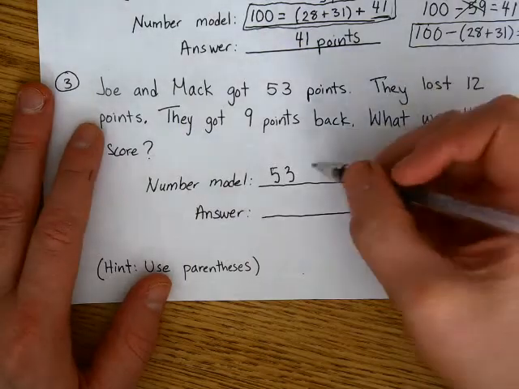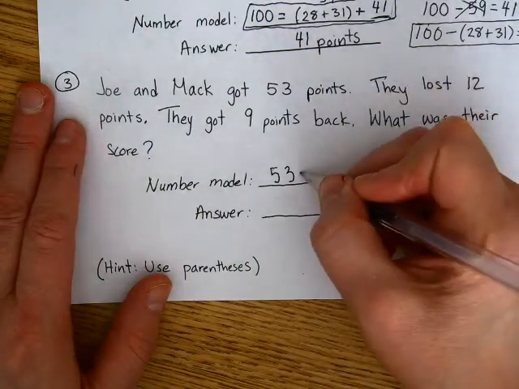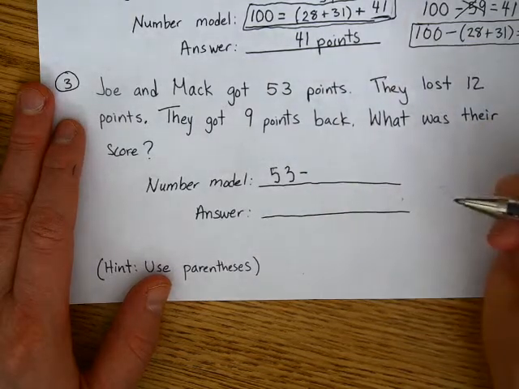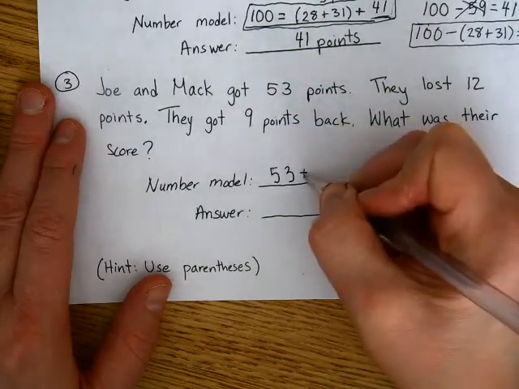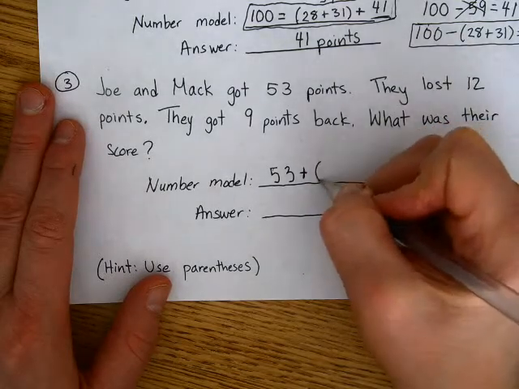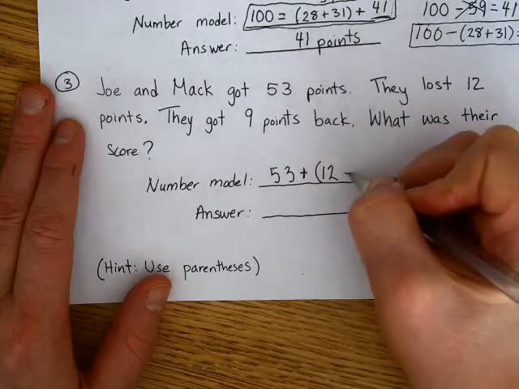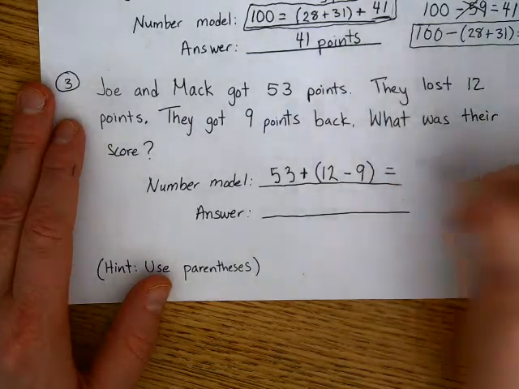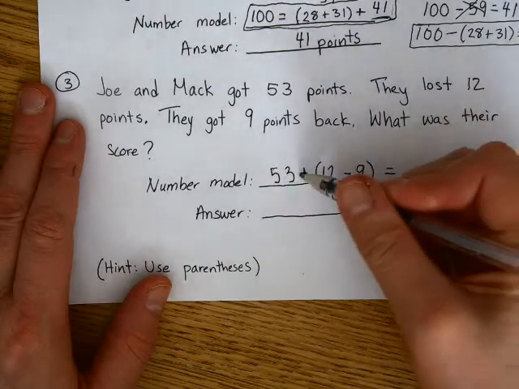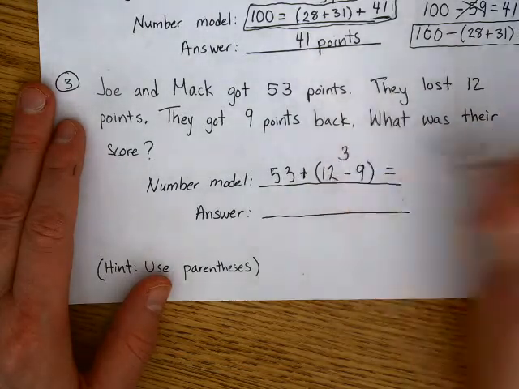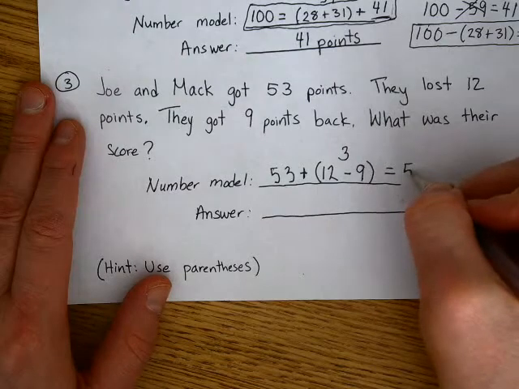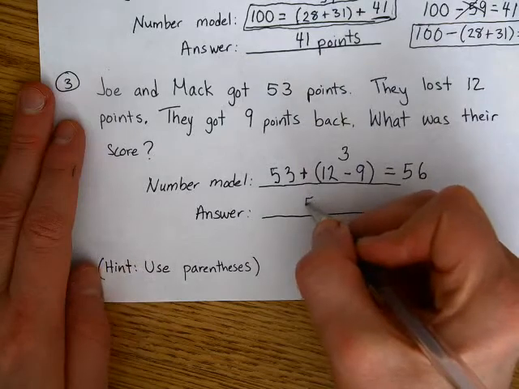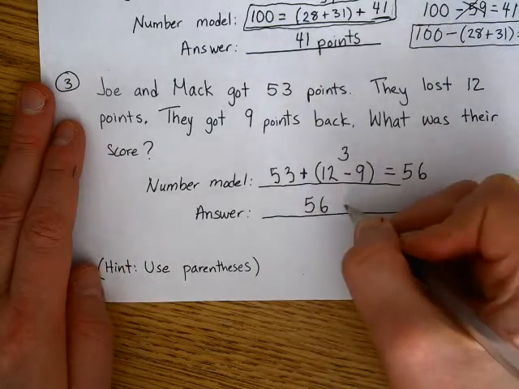Okay? Well, we could say 53 minus 12 plus 9, but we want to use parentheses, so we're going to do this. 53 plus (12 minus 9). Equals what? So 12 minus 9 is 3. 53 plus 3 is 56. Okay? So the answer is going to be 56 points.